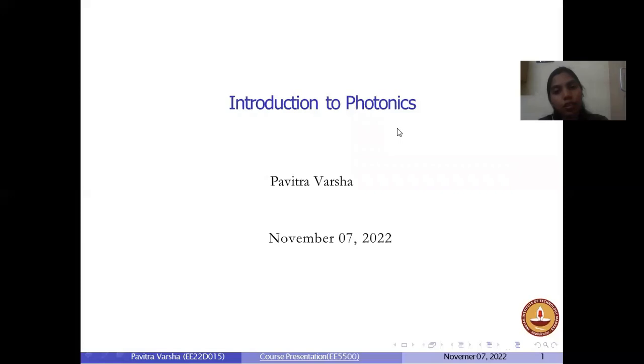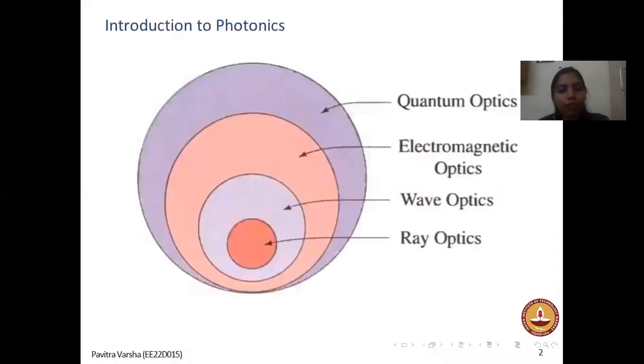By the end of this lecture, you can understand the basic terminologies and basics of photonics and the science behind photonics. The foundation of photonics starts from wave optics, which is light theory, followed by electromagnetic optics, followed by photonic optics.